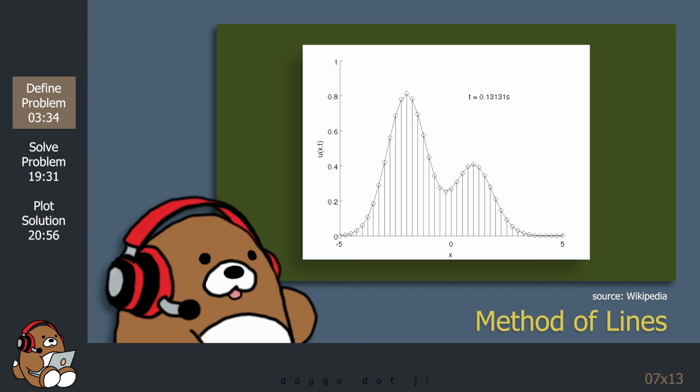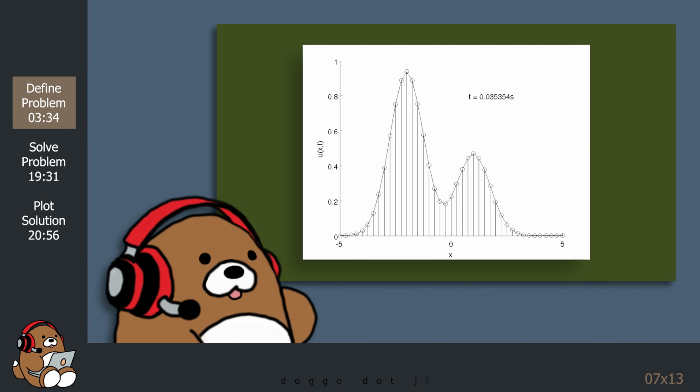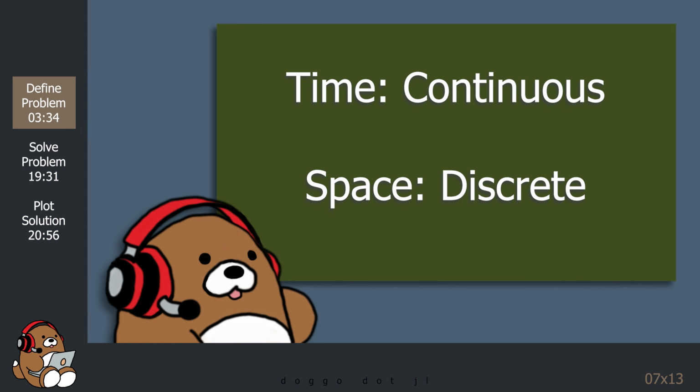A common technique for generating a numerical solution for a PDE is called the method of lines, which leaves one of the dimensions as continuous, but converts all of the other dimensions into discrete ODEs, which can be solved as a system of differential equations. That's what we're going to do in order to solve the heat equation problem. We're going to leave time as continuous, but we're going to break up space into discrete ODEs to solve as a system of differential equations.